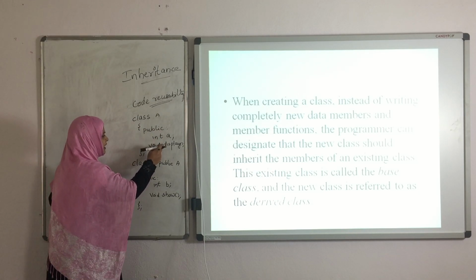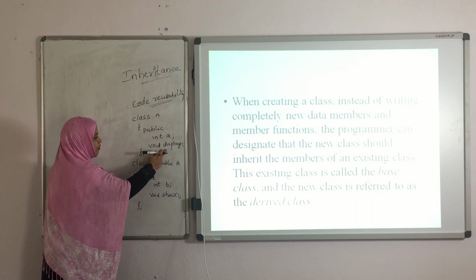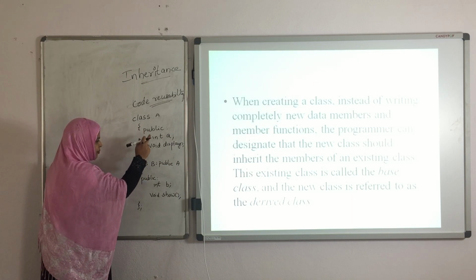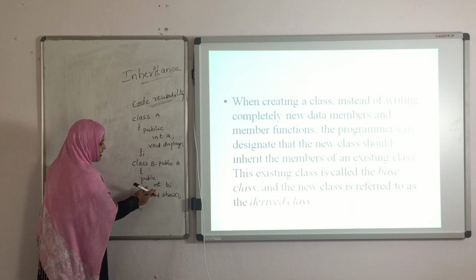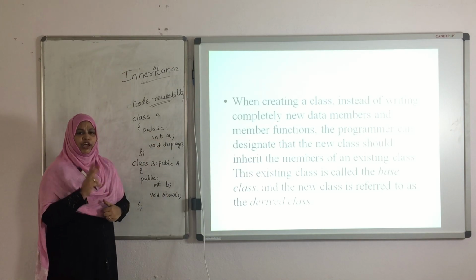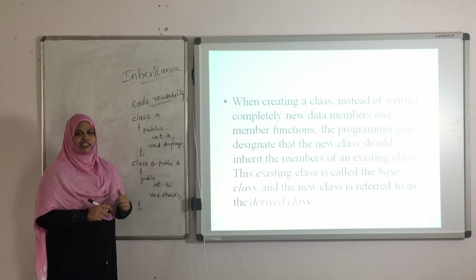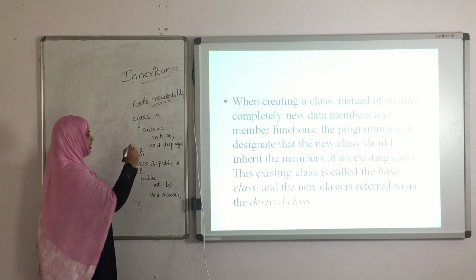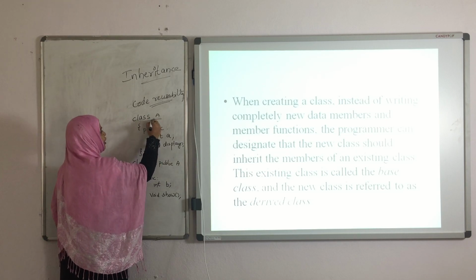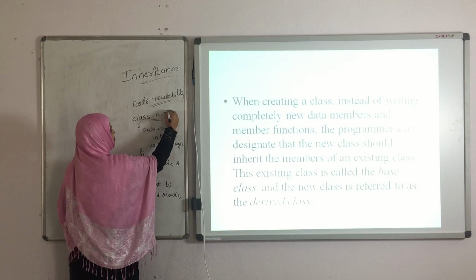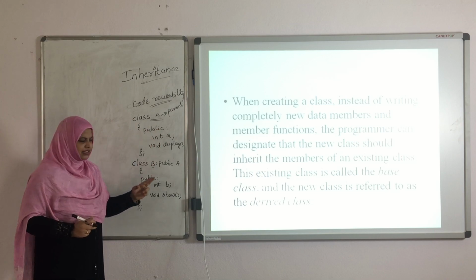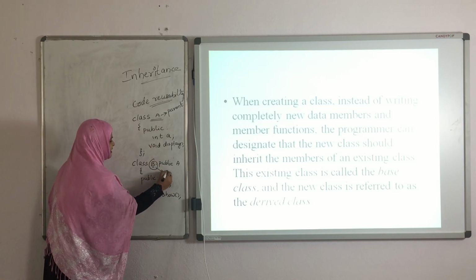What are the class A properties? Here one is data member A, and one display function. Now class B inherits all the properties of A, which means class B consists of two data members, that is A and B, and two member functions, that is show and display. Now class A becomes the parent class, and class B becomes the child class.